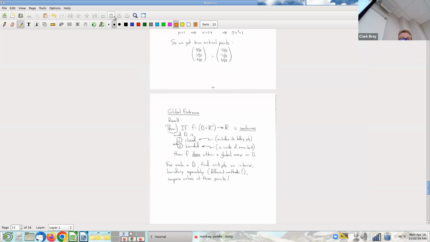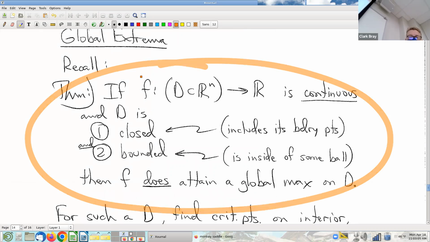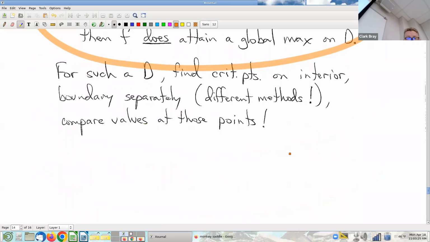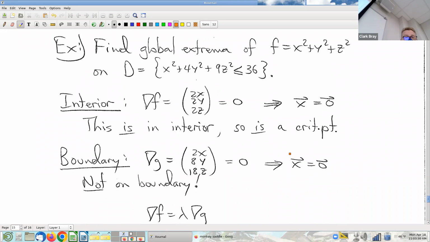So we're going to move on now to global extrema, and I'll remind you of this theorem that says under certain conditions, an absolute maximum exists. The function has to be continuous. Good news, most of the functions we deal with are. The domain has to be closed and bounded. That's easily checked. Does it contain its boundary, and can you put it in a box? And with that being the case, you can just proceed to checking the interior and the boundary separately.